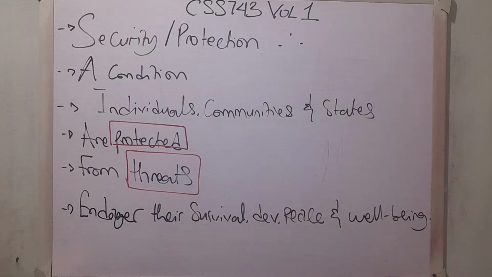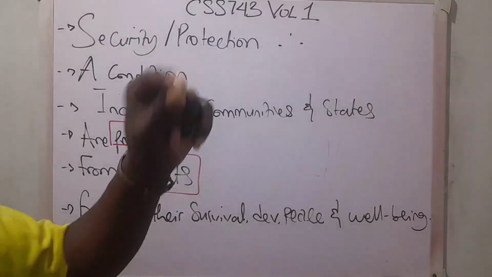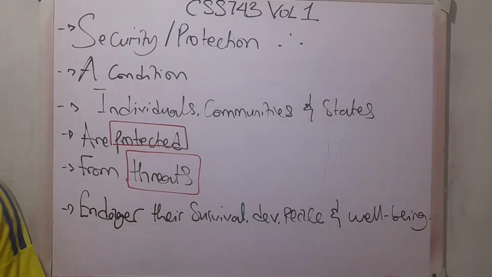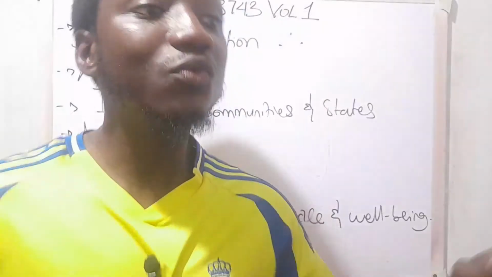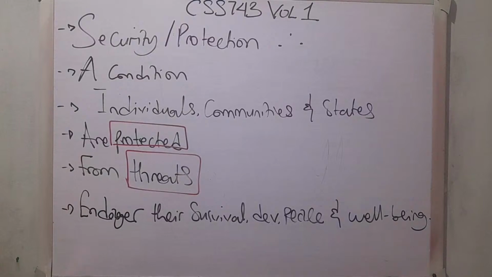Originally, security focused mainly on the military protection of the state. However, in modern states, security now recognizes that threats are not only military in nature, but also include poverty. Poverty is a threat, because when people are poor with no jobs, they want to do things that are unimaginable. Disease is also a threat to security. Disease, terrorism, like what we are currently witnessing in Nigeria.